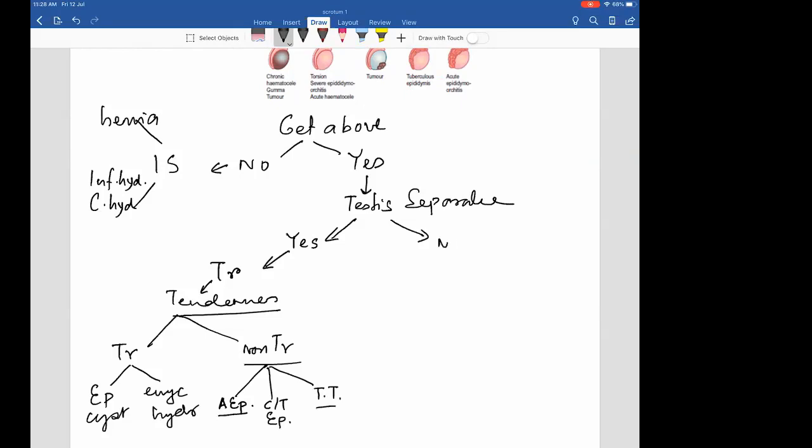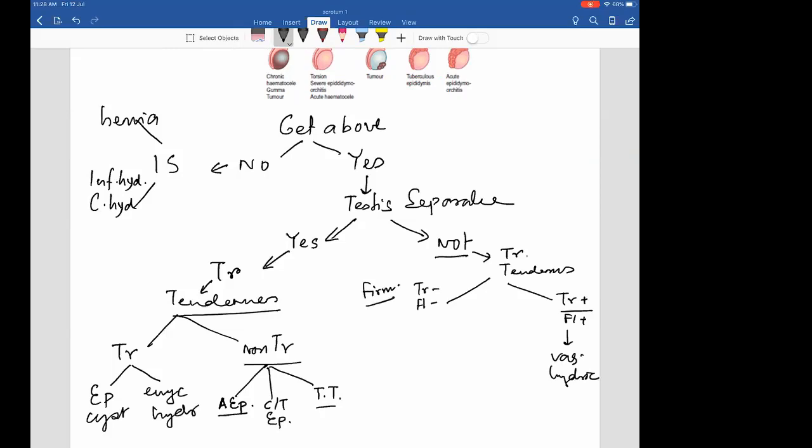Now, if the testes is not felt separate, then your question is, what will you do? Again, the same group of tests. Go for transillumination. Go for looking into tenderness. Now, guys, if it is transillumination positive and fluctuation positive, this is a vaginal hydrocele. Whereas if it is transillumination negative, fluctuation negative, and it feels firm in consistency, then it is one of the three. What can this be?